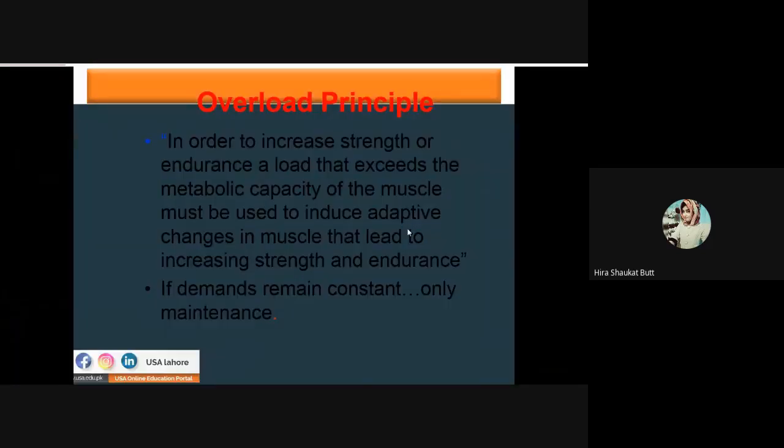So there are four principles which are related to basic resistance training. You must have read these principles in biomechanics. They are very simple principles: the overload principle, set principle, transfer of training, and reversibility principle. We will go through these principles, obviously, because they are included in our chapter again. So let's start with the first principle.